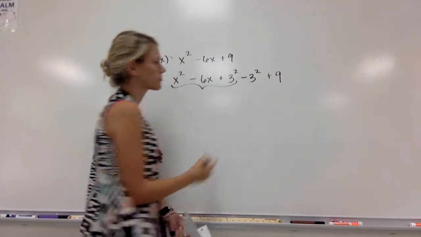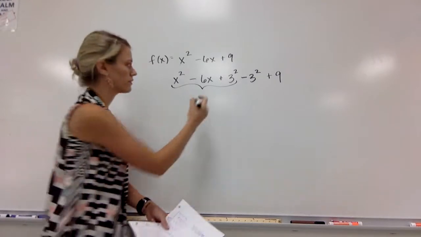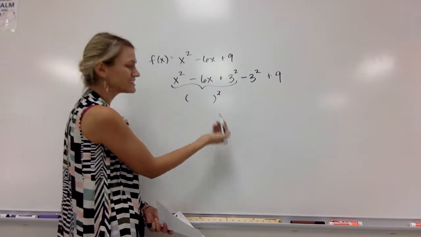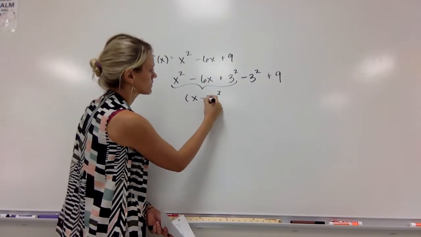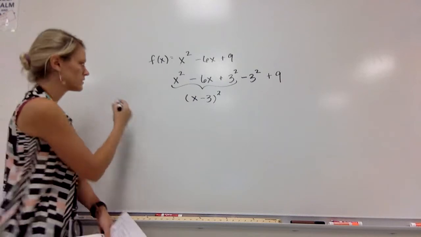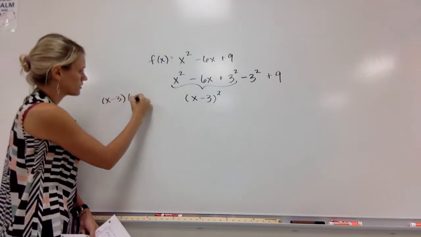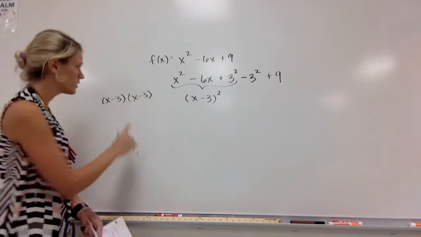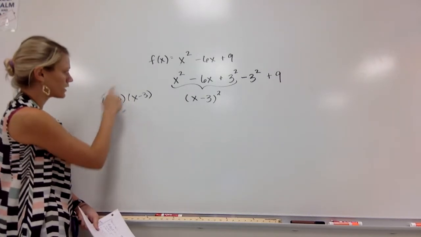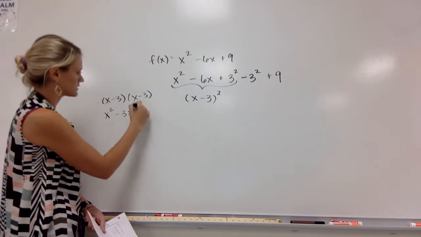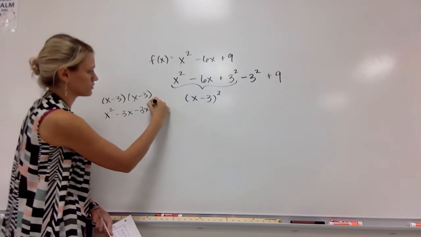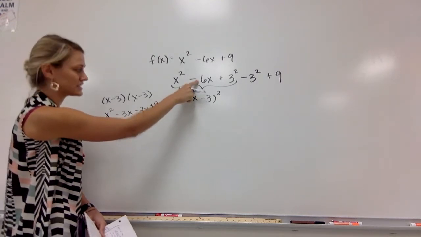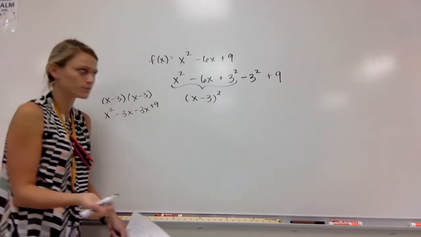Now, I've got something that I can complete the square with, right? So something squared is going to give me this. In this case, it's x minus 3. If you feel unsure about it, you can come over here and just FOIL, okay? So I've got x times x is x squared, minus 3x, minus 3x, negative 3 times negative 3 is plus 9. Negative 3x's here would give me my negative 6x's. My 3 squared is 9, so I'm good to go, okay?